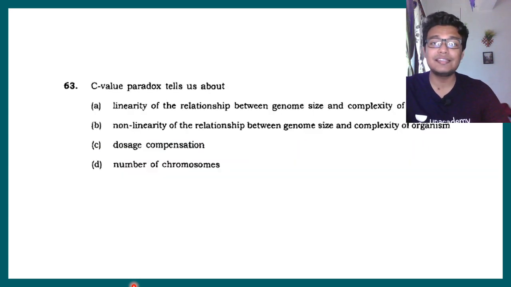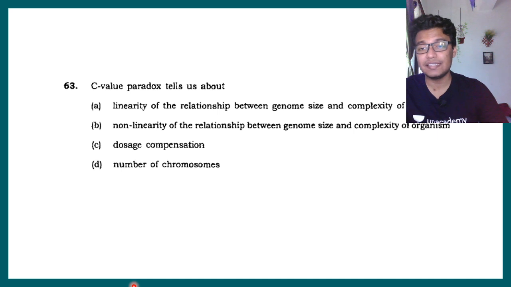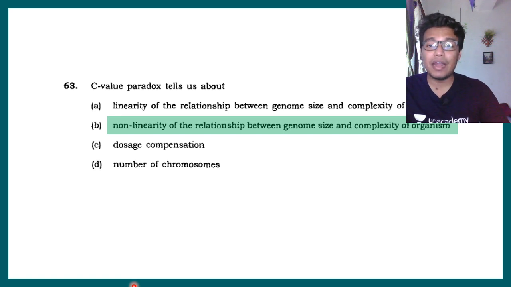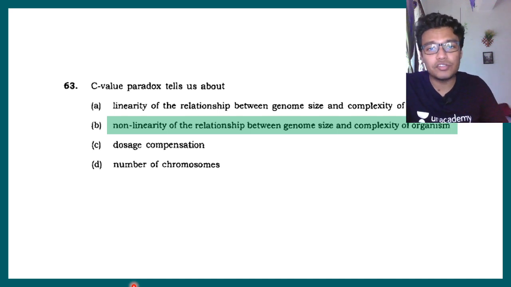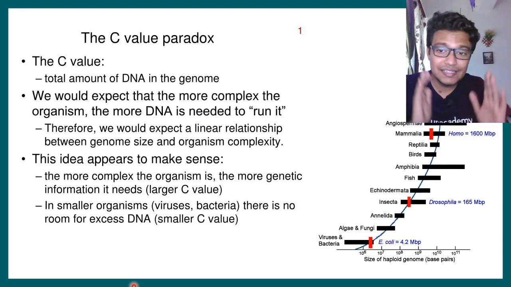C-value paradox tells us about the non-linearity of the relationship between genomic size and complexity of the organism. The options were linearity, non-linearity, dosage compensation, number of chromosomes. So obviously the C-value paradox gives us an idea that there is a non-linear relationship between genomic size and complexity of an organism. Many simple organisms have a more complex genome than a complex organism. So this is actually the C-value paradox.